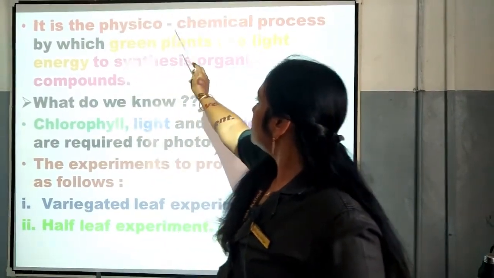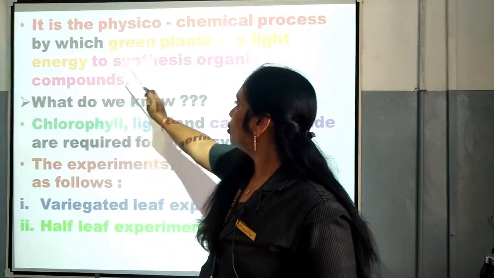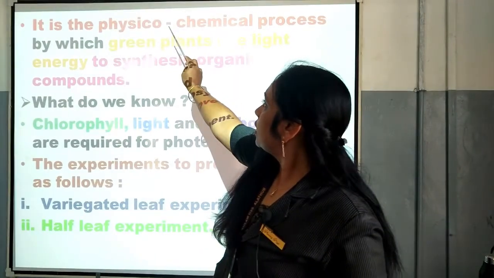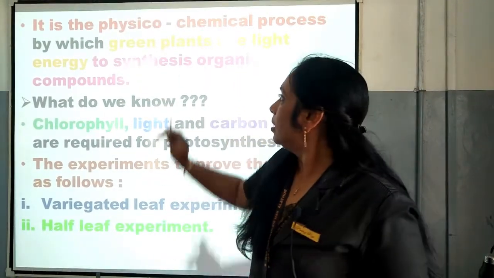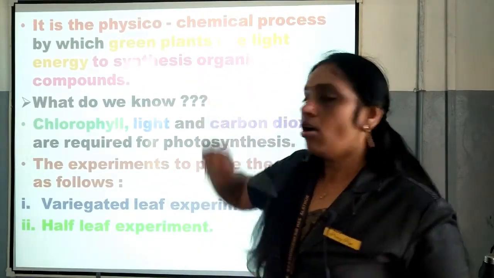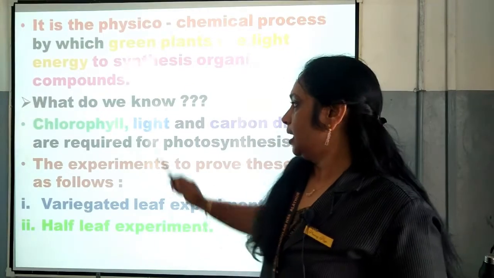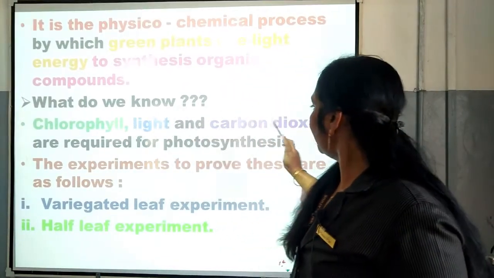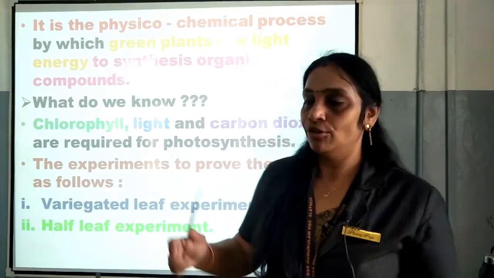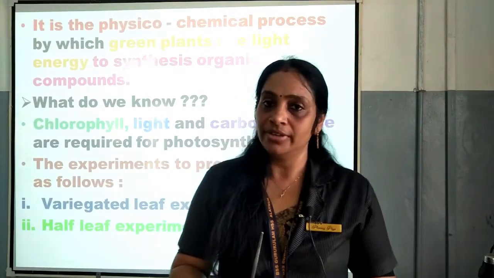It is the physico-chemical process by which green plants use light energy to synthesize organic compounds. What is photosynthesis? It is a physico-chemical process where the green plants are using light energy for synthesizing organic compounds. What do we know about photosynthesis? We know that chlorophyll, light and carbon dioxide are the main factors or components required for photosynthesis, which we have already understood and studied in our previous class.